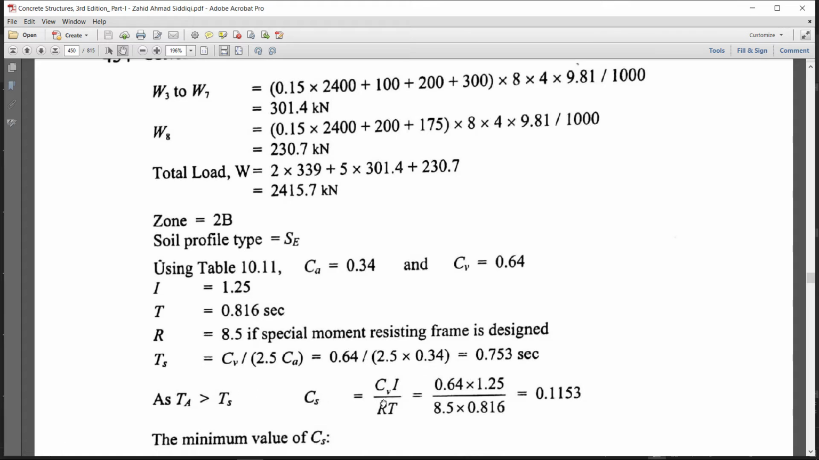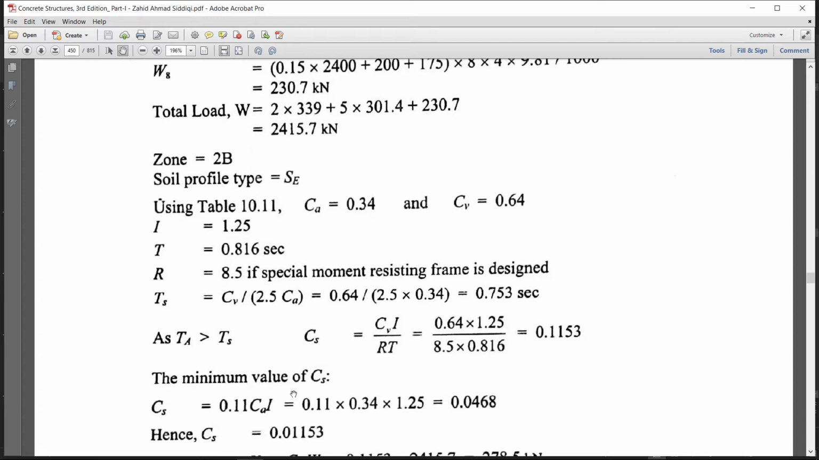Now CS is CV I over RT. CV is the seismic velocity base coefficient, I is the importance factor, R is the response modification factor, T is the time period of the building. So CV is 0.64, I is 1.25, divided by 8.5 and the time period 0.816. The seismic shear coefficient is 0.1153.